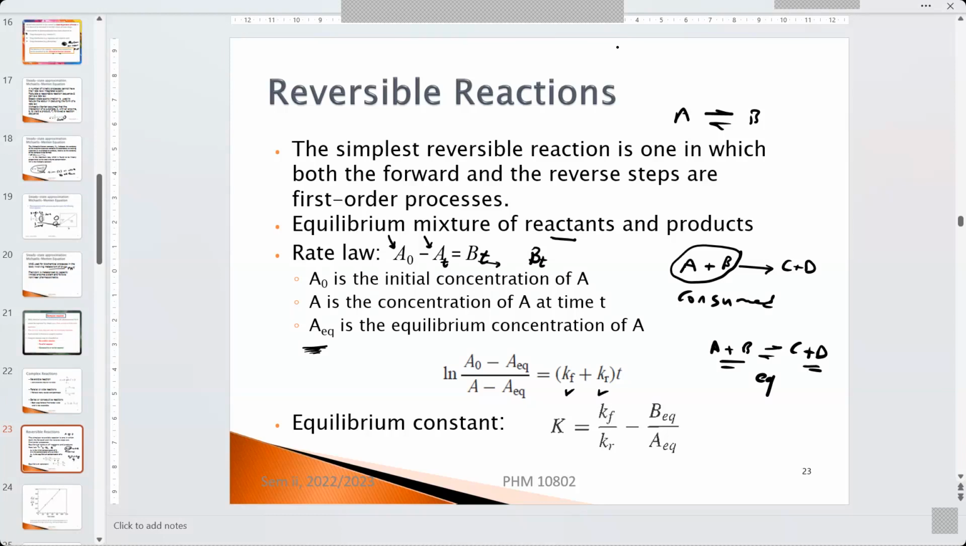So if you want to get rid of ln, then you take the inverse ln. Then here this will be an exponent. So you can write that this part only is equal to the exponent of Kf plus Kr times t.